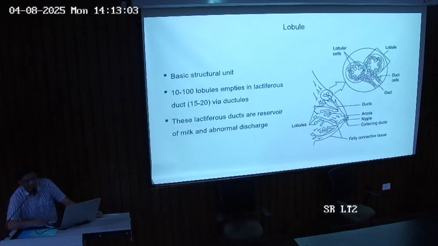Now, this is the basic structural unit of the breast, which is known as the lobule of the breast. Ten to one hundred lobules empty into one lactiferous duct, and in total there are 15 to 20 lactiferous ducts which open at the nipple. These ducts carry milk and abnormal discharges, which are seen in fibroadenosis. Now, as you see in this picture, there are lobular cells, lobules, ductules, and then ducts.